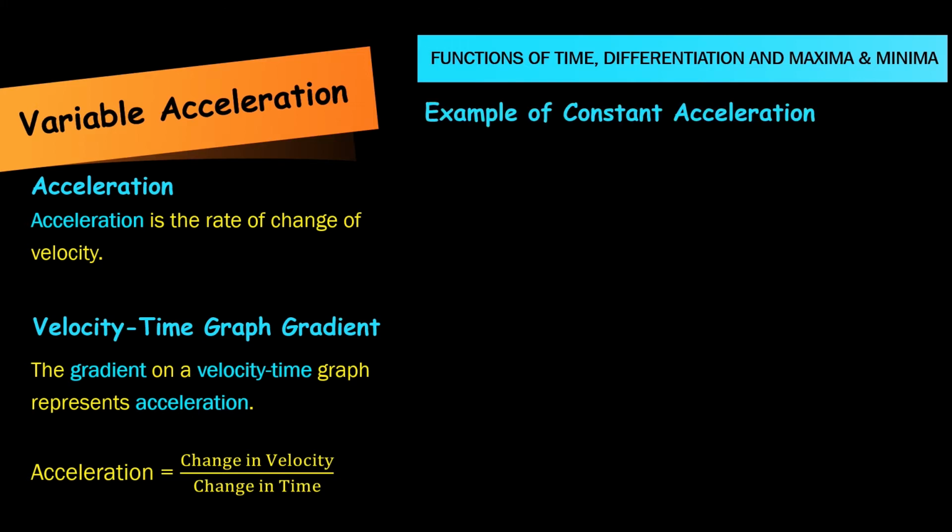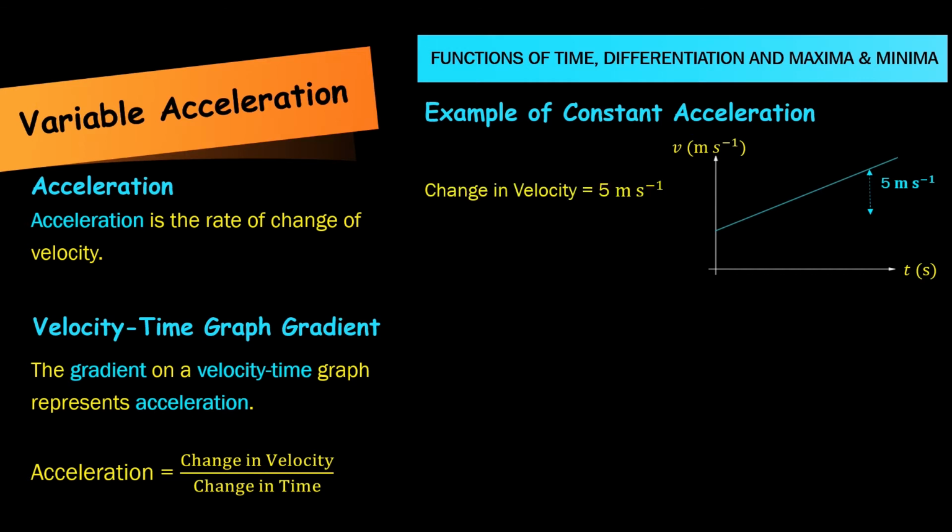Let's now take a look at an example of constant acceleration. As shown here in this graph, we have time on the x-axis and velocity on the y-axis. If the change in y is 5 meters per second, this of course represents a change in velocity of 5 meters per second. The change in x in this example is 15 seconds. So the change in time is 15 seconds.